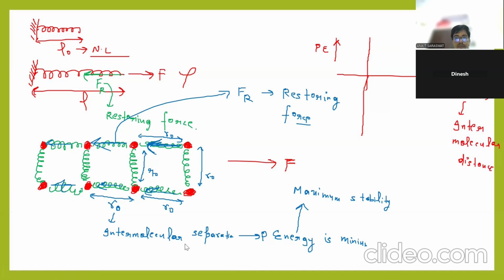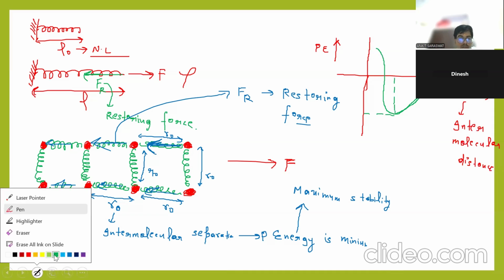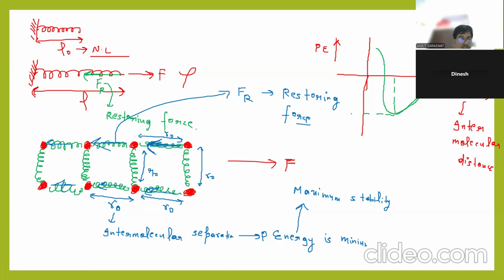Draw this. You can check here, potential energy is minimum. Here the potential energy is positive at the top. At this point the potential energy is minimum. And at this minimum potential energy, what is the separation? This is R naught.